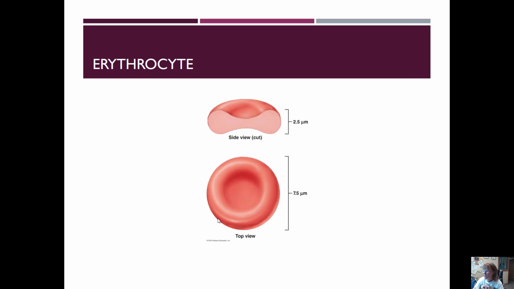So here is what an erythrocyte looks like, top view and side view. Now you would think, why would being pinched in the middle be a better shape than if it was spherical? Wouldn't you think you could hold more hemoglobin if it were spherical than if it were this biconcave disc shape? But it's not about how much hemoglobin you can hold, but how much surface area there is for exchange.